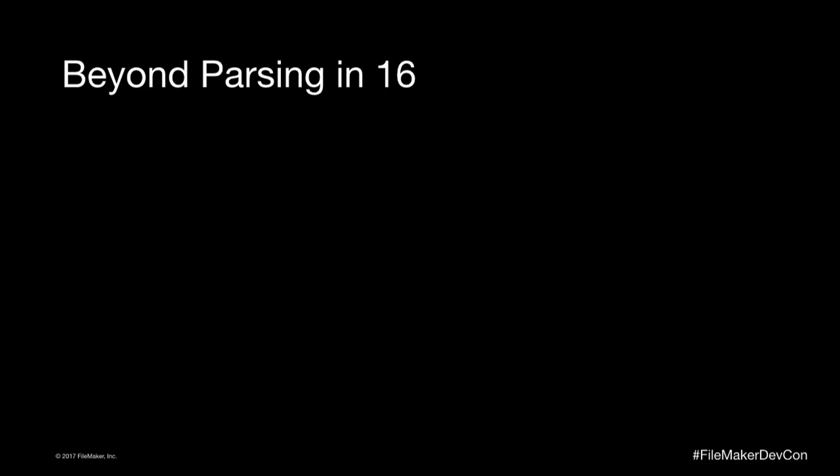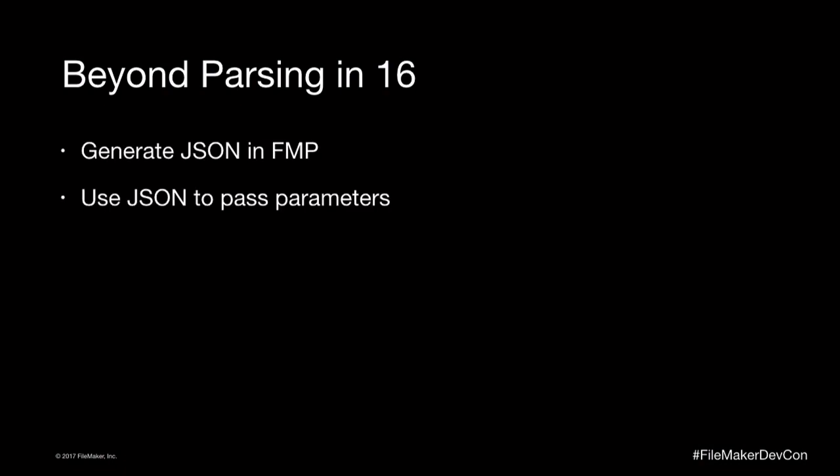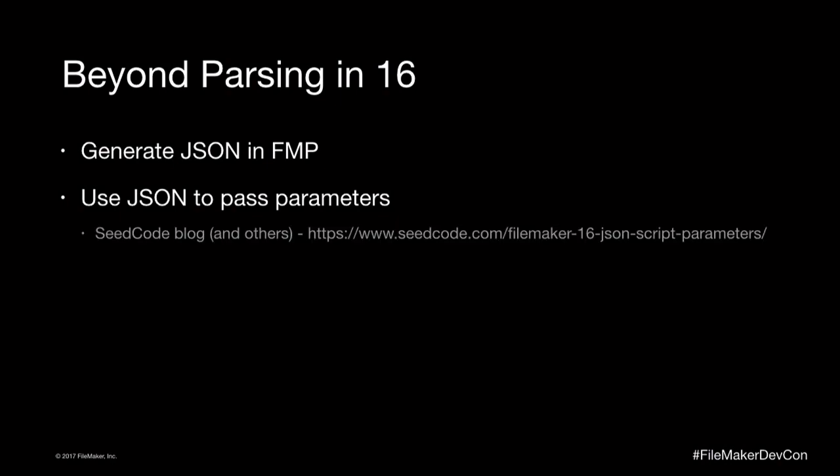Okay. So we've looked at parsing in FileMaker 16 really briefly here, in terms of the string, getting the object, the array. Beyond the parsing part, what do we have? Well, we can create JSON in FileMaker. We can use JSON to send parameters inside FileMaker or send it outside. There's a good article out there by one of the SeedCode guys on how to create parameters and send that in JSON. Other people have probably done the same thing, but I know this one came out right after it, and I was writing one around the same time.